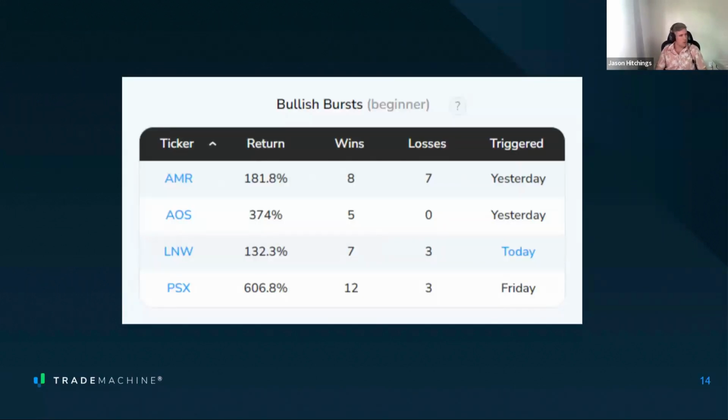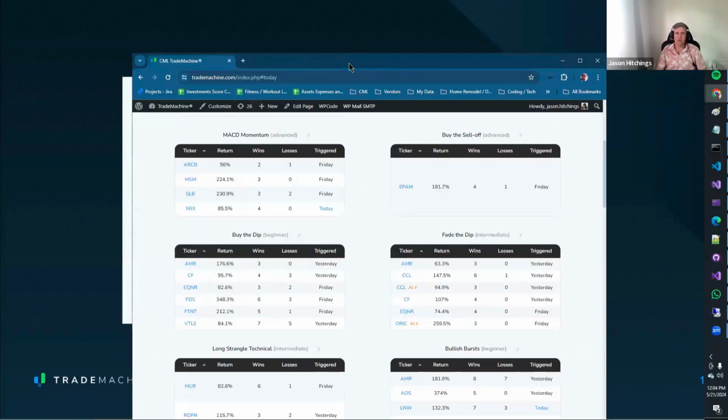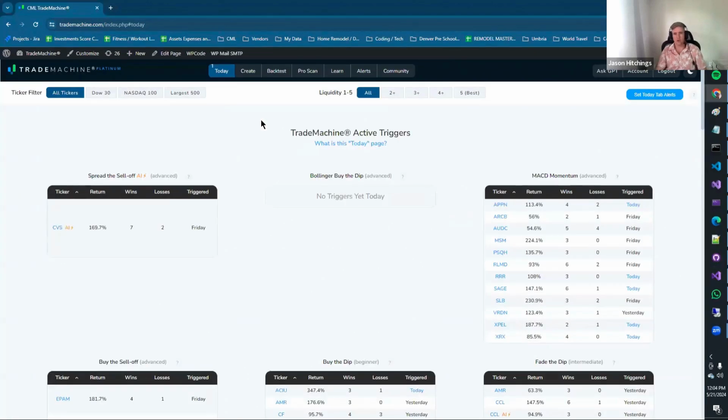Okay, so we're going to dive into bullish bursts in just a second. Before I do that, I want to show a really quick overview of what people are seeing when they first log into the platform. So this is the Today tab.